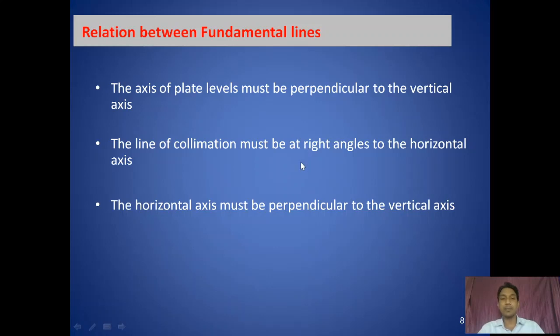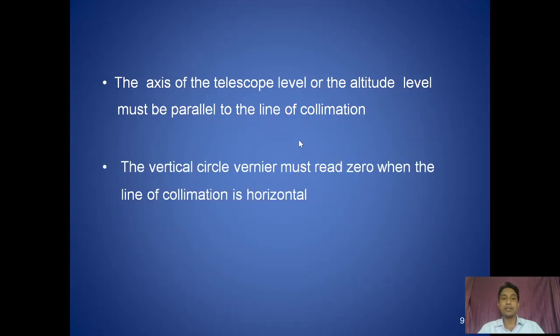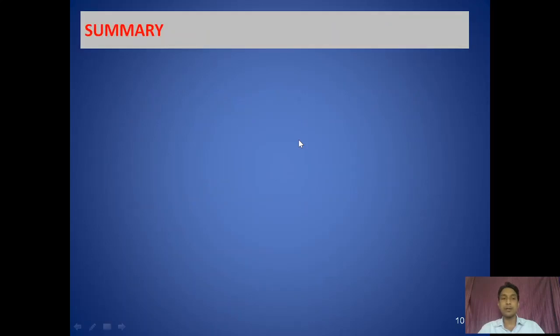The line of collimation, meaning line of sight, must be at right angles to the horizontal axis. The horizontal axis must be perpendicular to the vertical axis. The axis of the telescope level or the altitude level must be parallel to the line of collimation. Then at last, the vertical circle vernier C and D must read 0 when the line of collimation is horizontal. So this is about part 2.